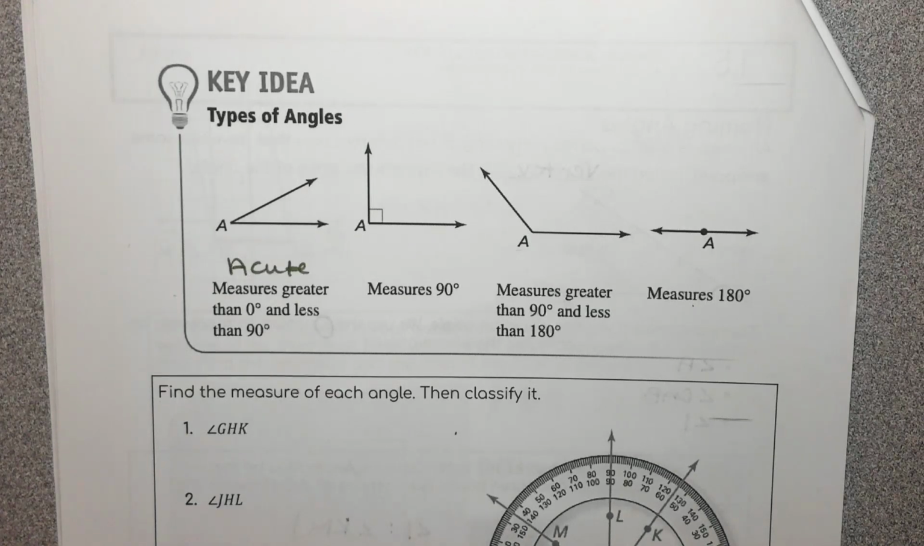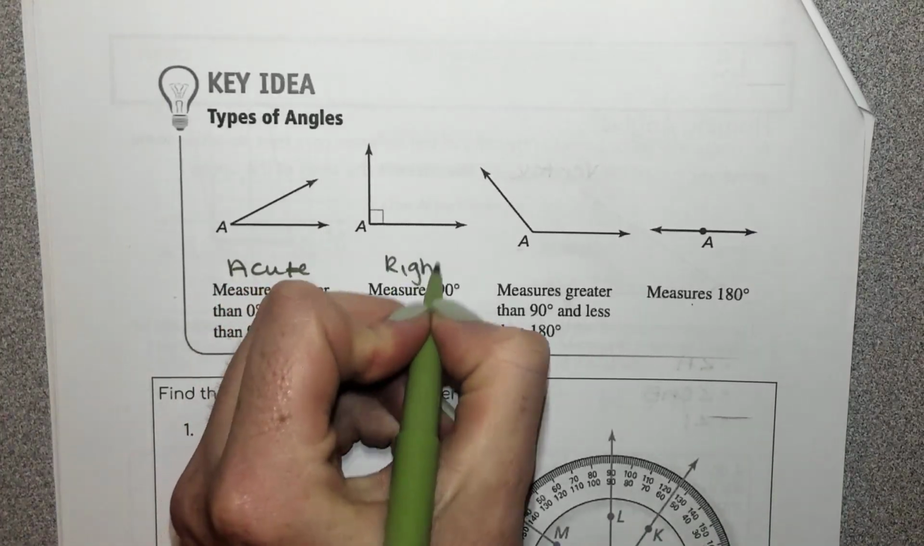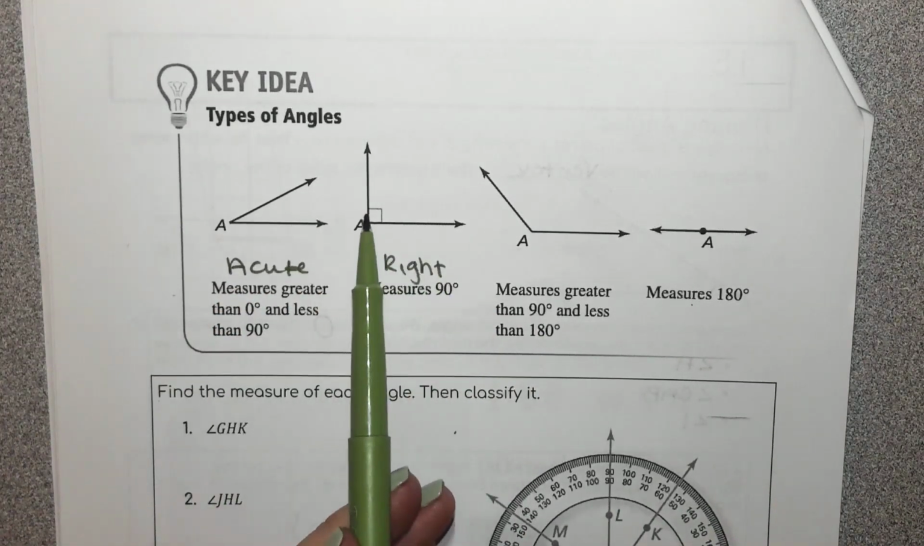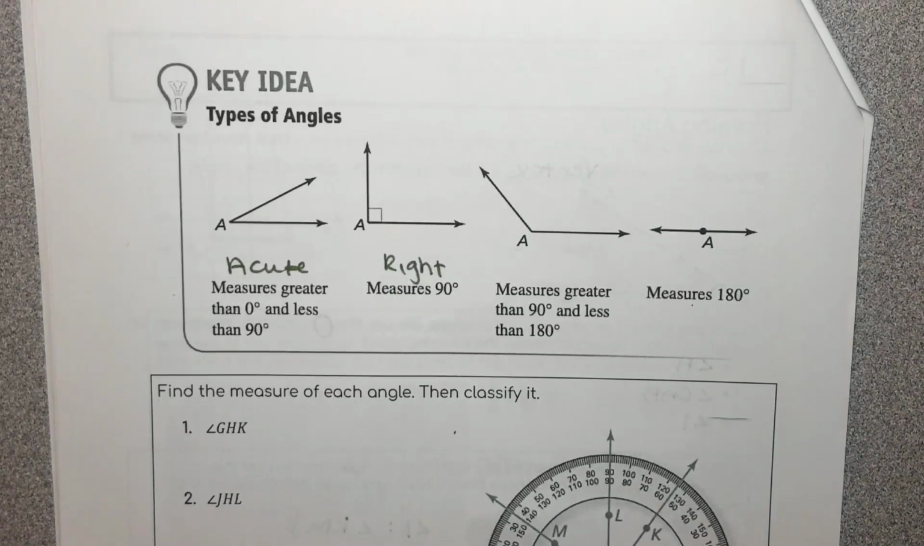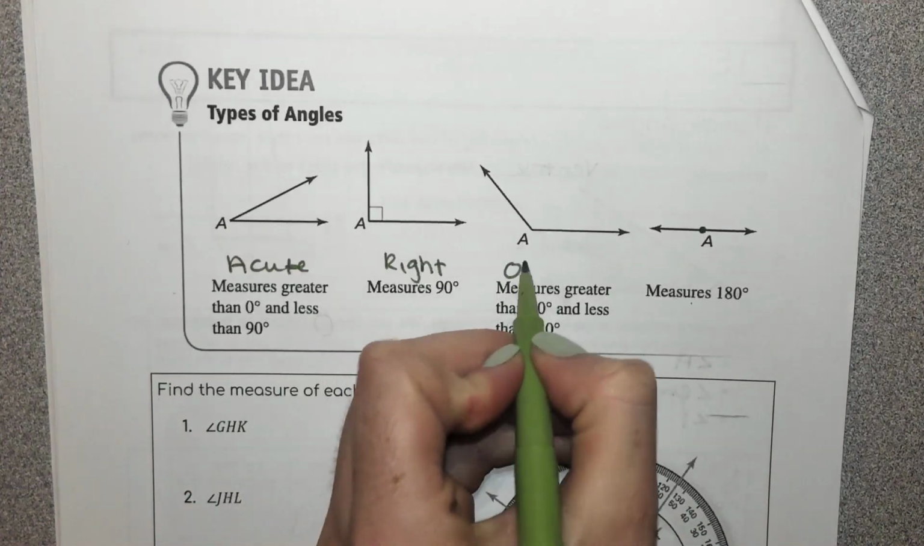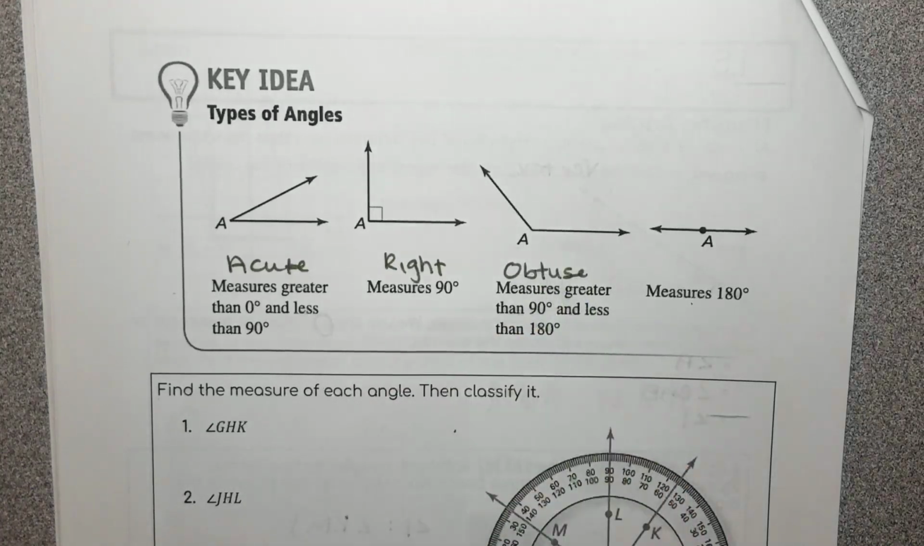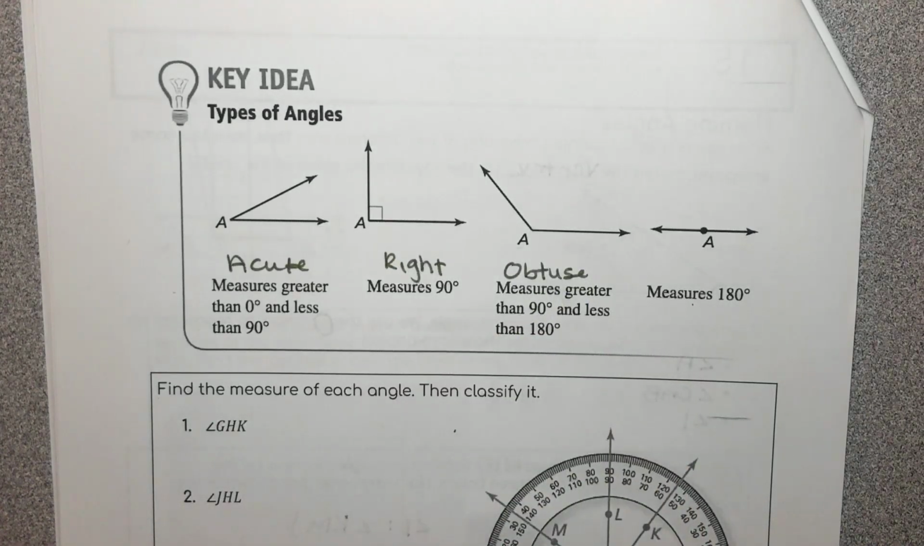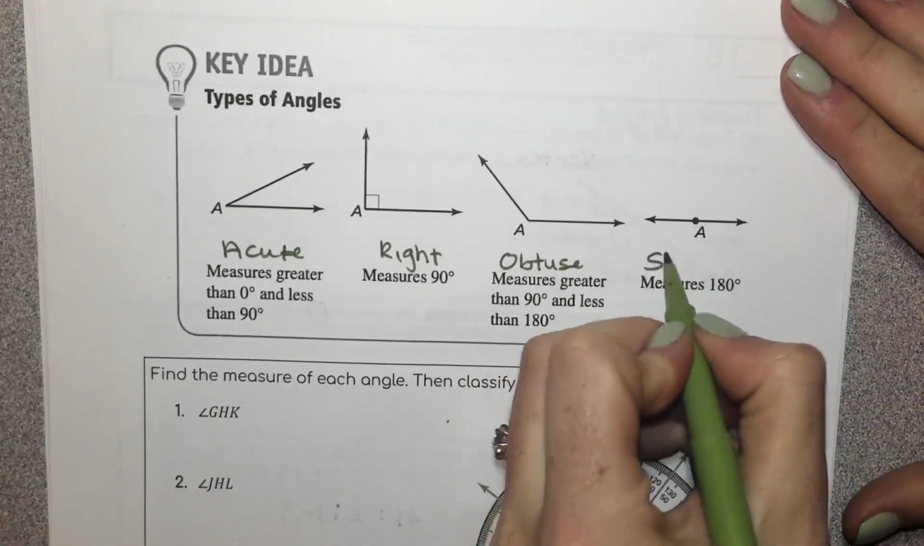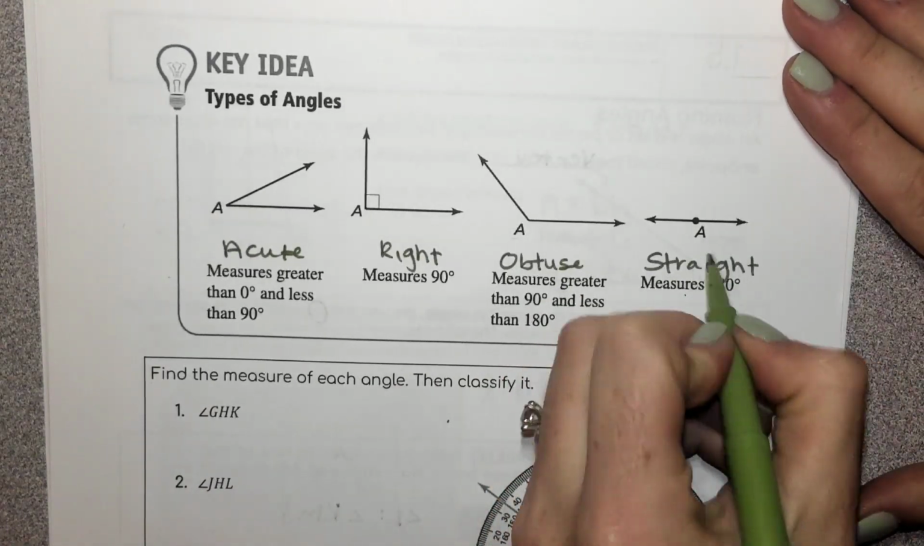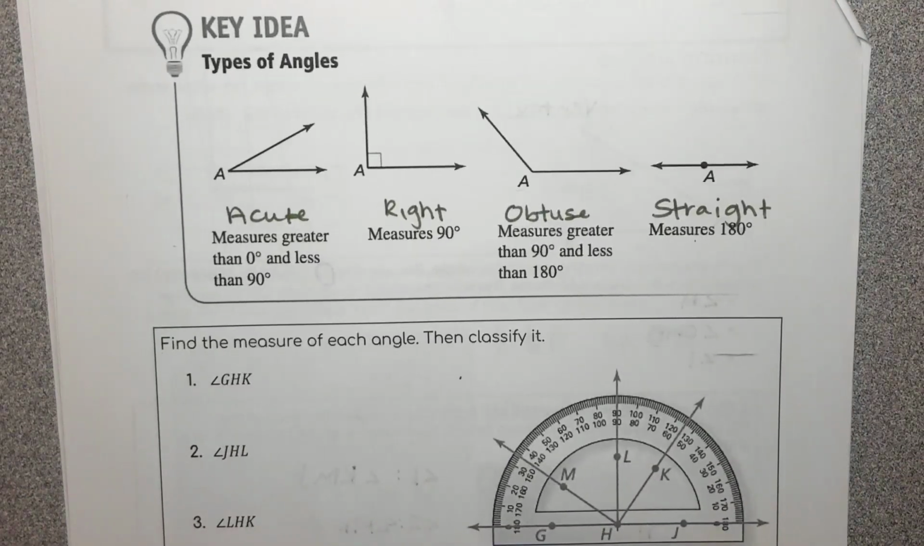Alright, if it is 90, what do we call it? Liam? Right. A right angle, and you'll always see the little square in the corner. That tells us it's 90 degrees. If it's bigger than a right angle, what are we calling it? Obtuse. And what do we call it if it's 180? Straight angle. So we just call it straight.